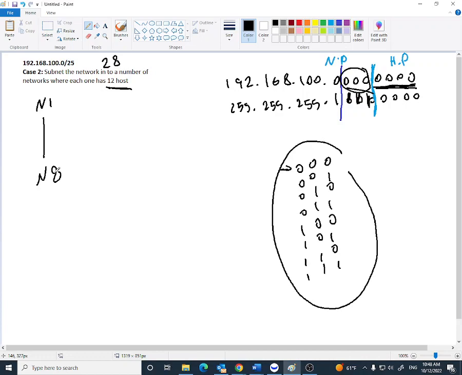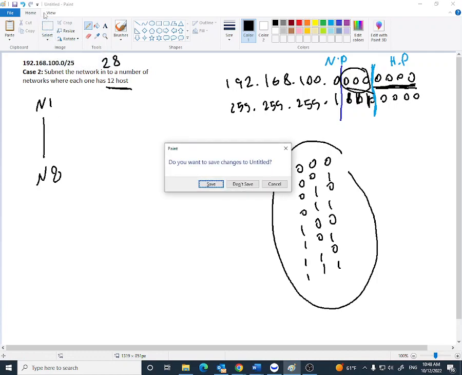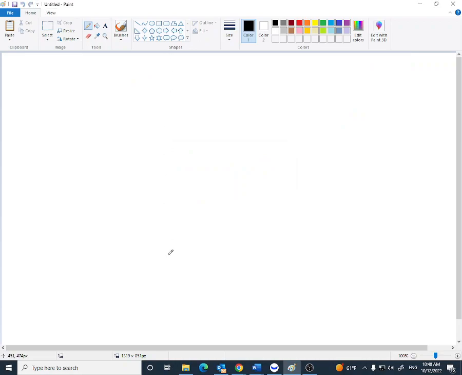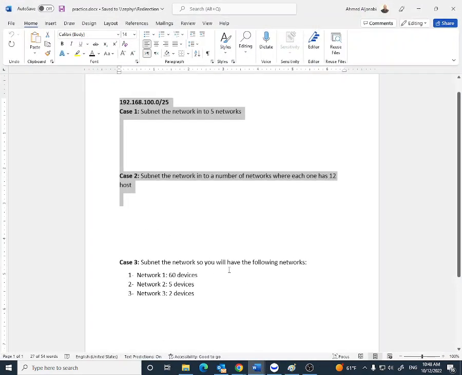Again, this part is exactly the same as the part that we covered in case number 1. So if you didn't understand it, just go back to the first part where I covered it and you should be good to go. Now, we're going to move on to the third case where we have different networks.